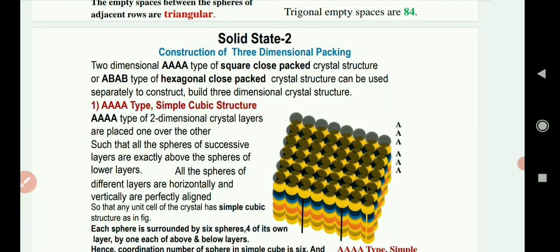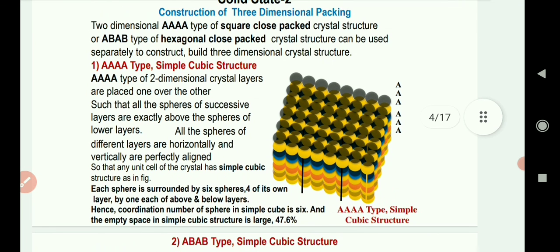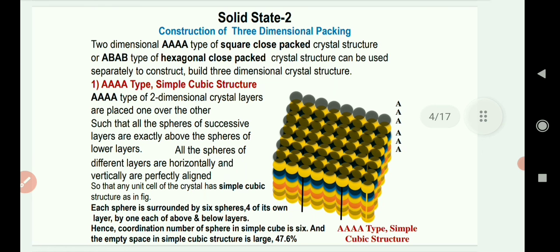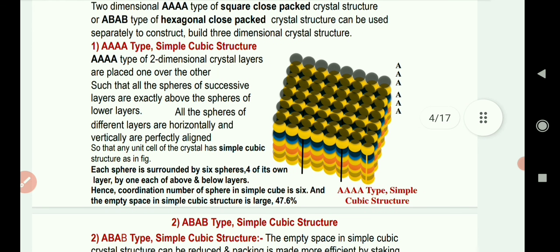The next type of packing is a 3D type of packing, 3-dimensional packing. In this type, the first one is A type of packing, but in 3D. This type of packing gives rise to simple cubic structure. Now here we have seen that in a two-dimensional crystal layer, AA type, that is, first row is A, second row is also A, third is A.